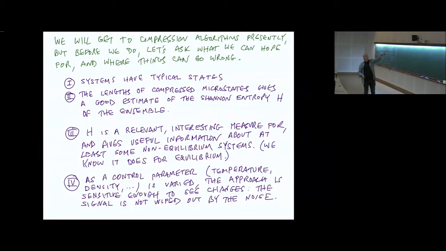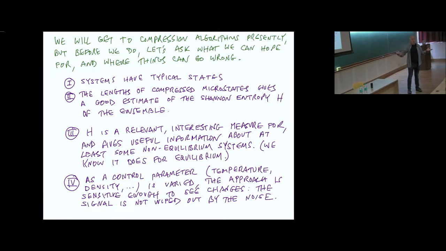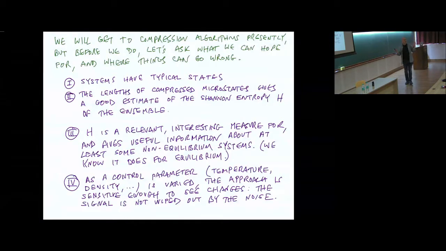I hope that the length of the compressed microstates do indeed give me a good estimate for the Shannon entropy. So it works for equilibrium, but I don't know here, or maybe not, right? It's also difficult to actually know. We have to look at the equilibrium system where we do understand what's going on. If it doesn't work there, then there's really no reason to believe that it's going to work somewhere else.